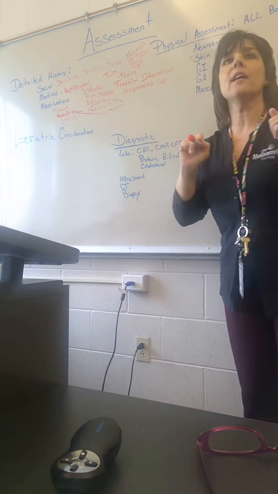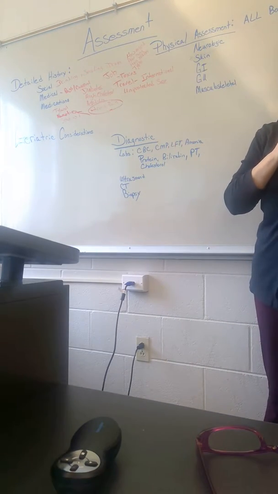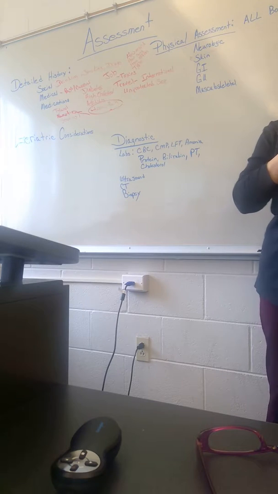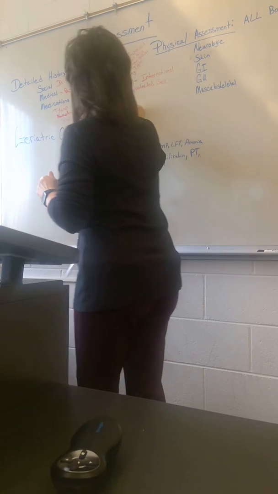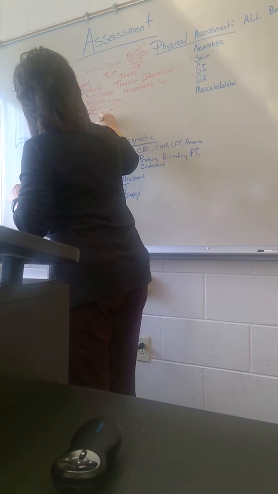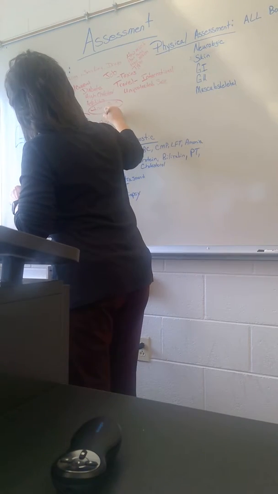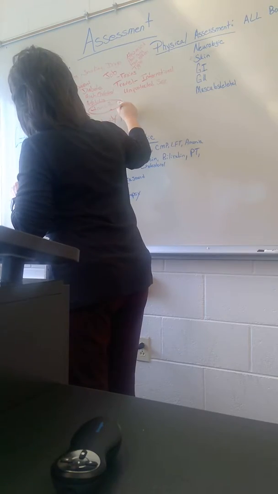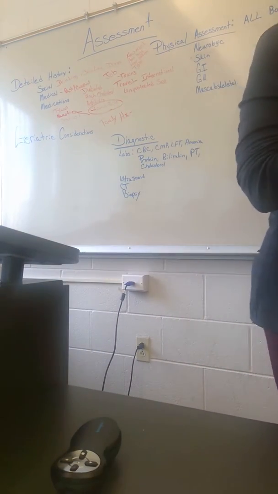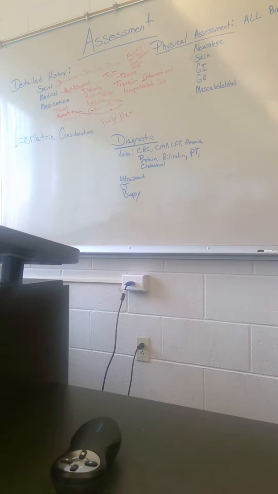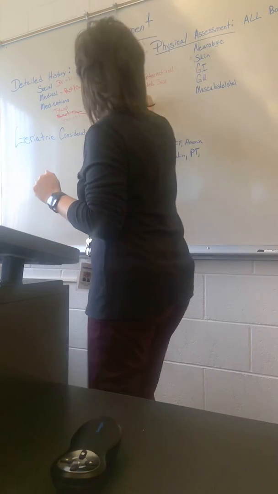Anything that you all think of that we missed? Anything? Let me look at my list here and see. One thing is family history. I didn't put that up there. So family history. What do we need to know about family history? What would be important? Okay, so any liver disease in the family. What else?